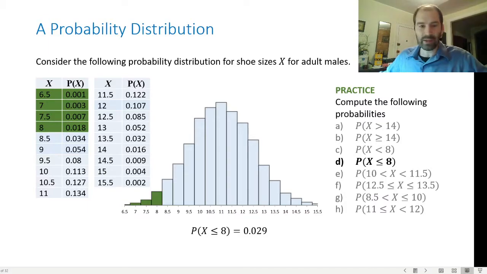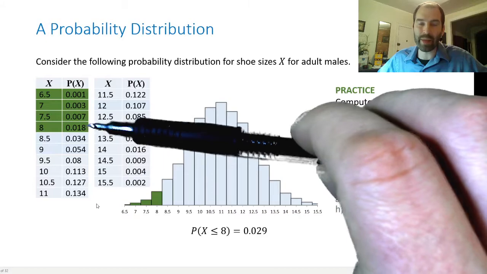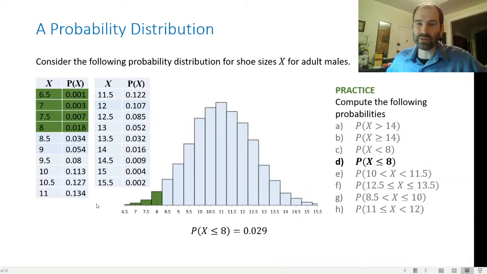Okay, well, there it is. Less than or equal to 8 means it could equal 8, so we include 8. All right, so we're going to add in that probability. When you add up those, 0.029. Okay, what about the next one?